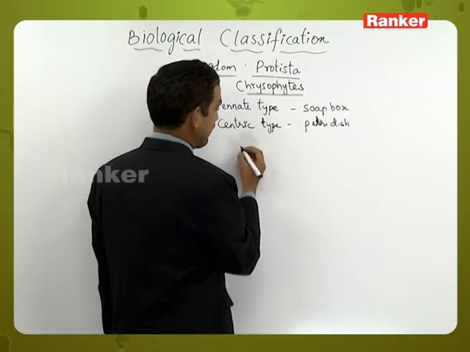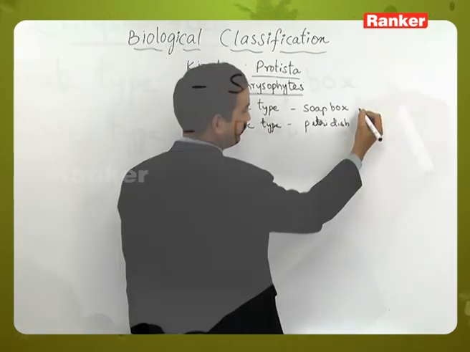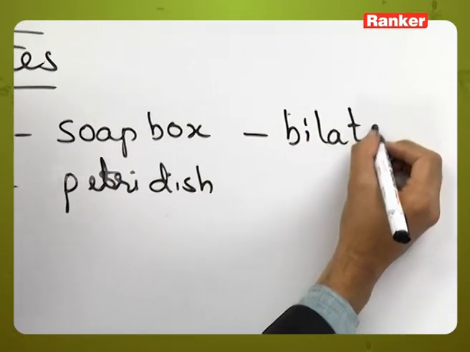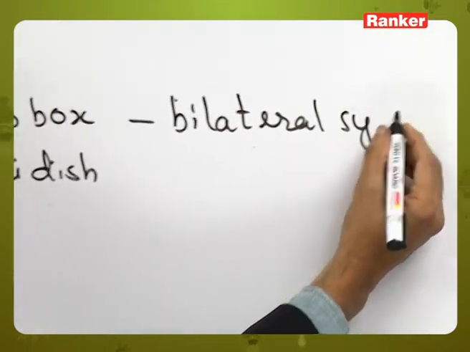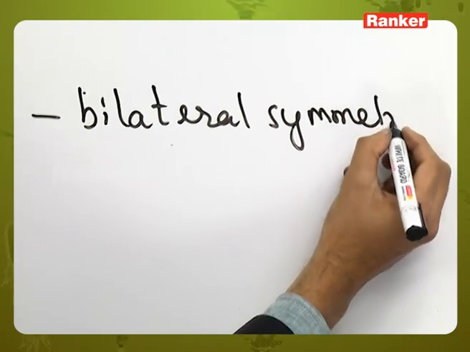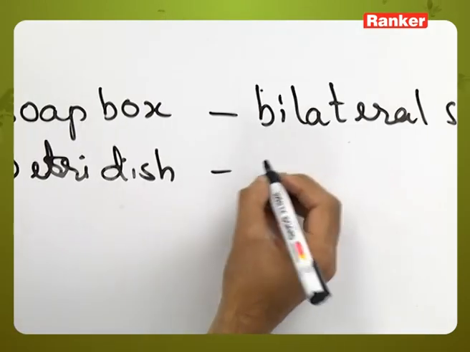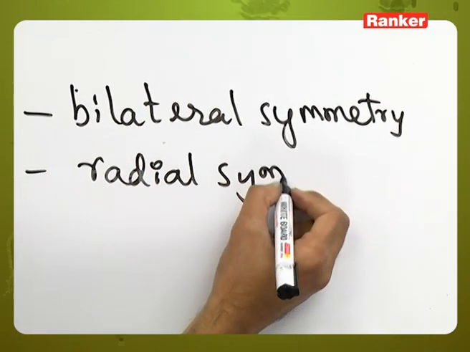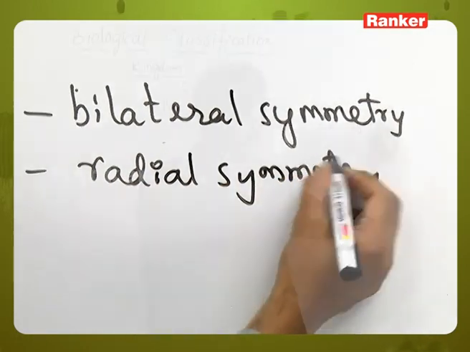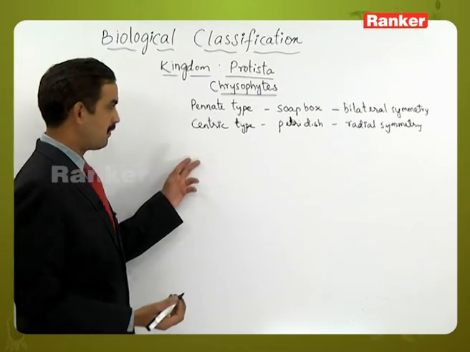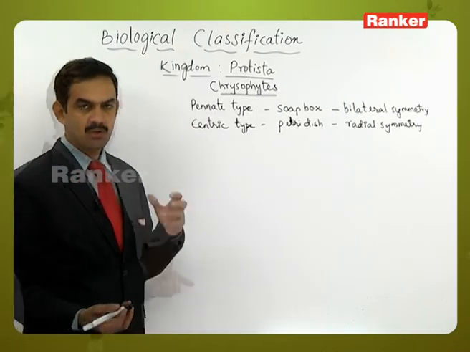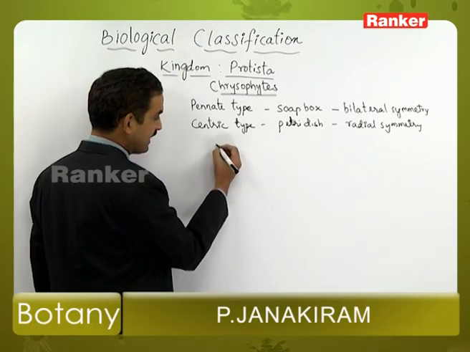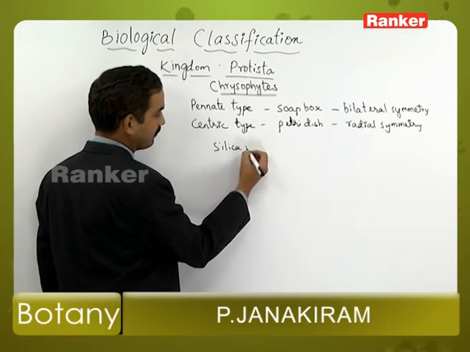And here the pennate type are exhibiting bilateral symmetry, while the centric type will exhibit radial symmetry. And because of the silica, when the destruction is taking place, the silica will get impregnated.